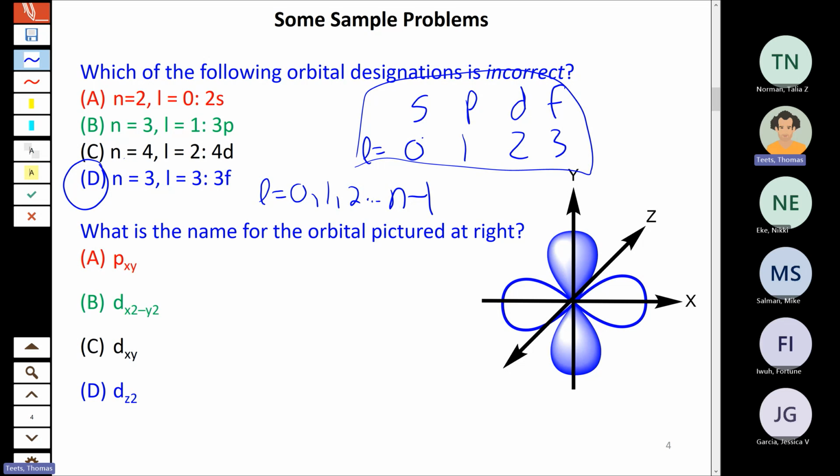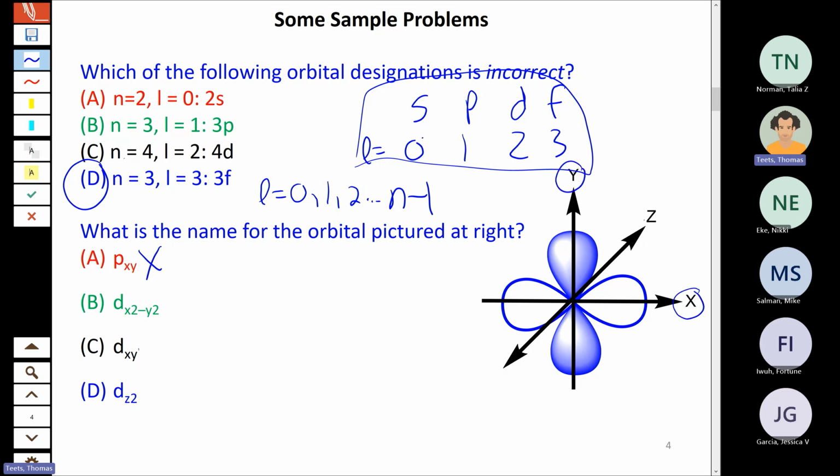So right away, we can identify this as a d orbital. That takes out choice A, because the p orbitals would not have 4 lobes, they'd only have 2. But then we have to decide which one it is. Now, the names for the d orbitals do give you some idea about their orientation. So if we look at these lobes here and the way that the coordinates are labeled, the lobes for this orbital orient along the x and the y directions.